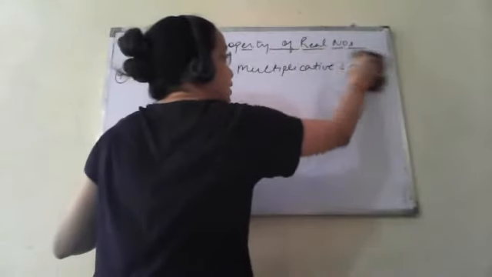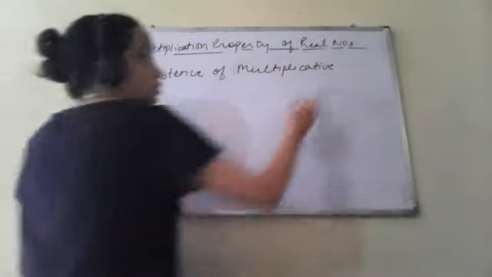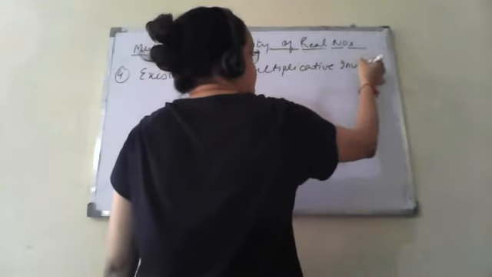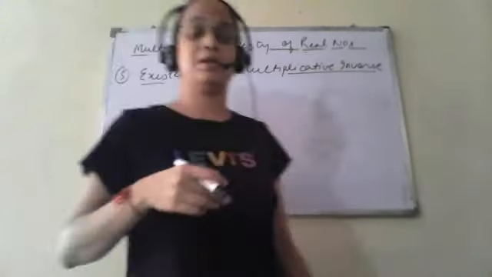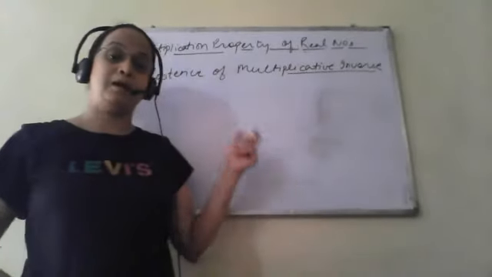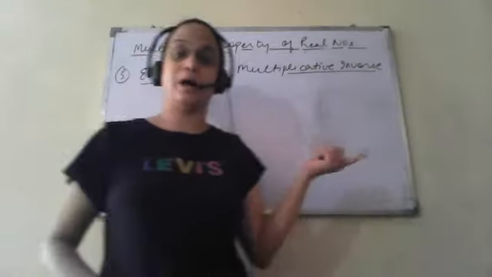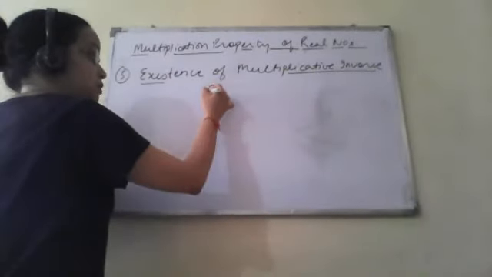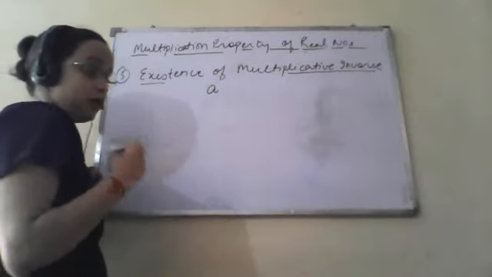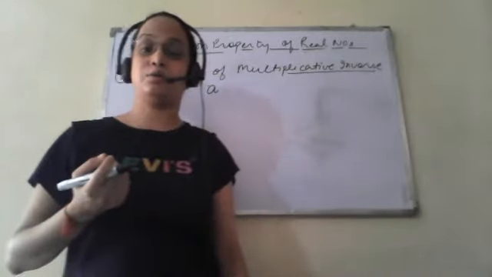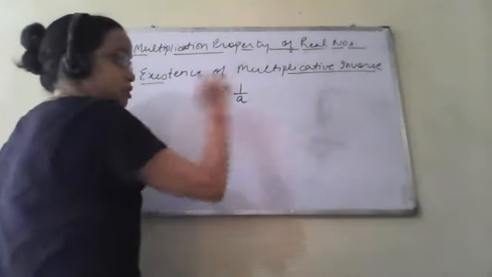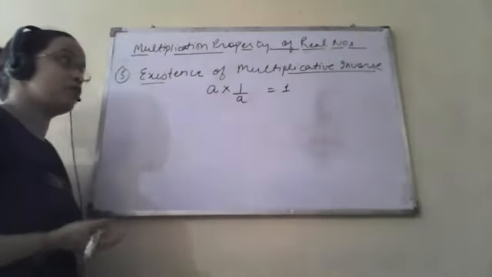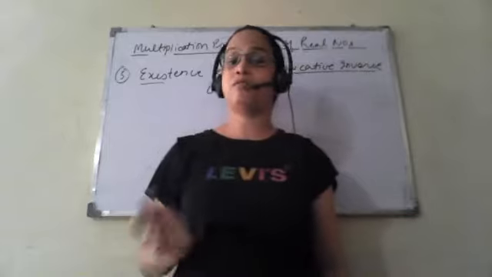Now next is multiplicative inverse. As it was in case of addition, it is similar to that. The multiplicative inverse of a real number is that number which when multiplied to the real number gives the answer as 1. Suppose we have a real number a, we have to multiply it by such a number in order to get 1 as the answer. If we multiply it by 1 upon a, the answer will be 1.